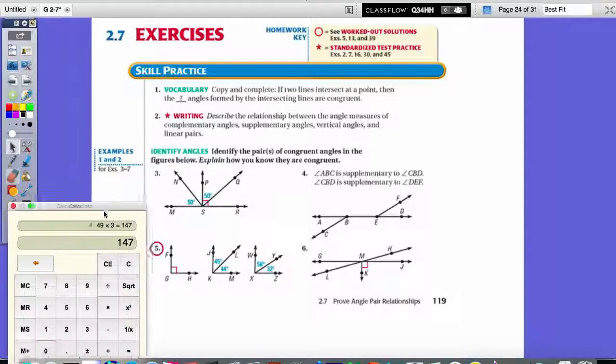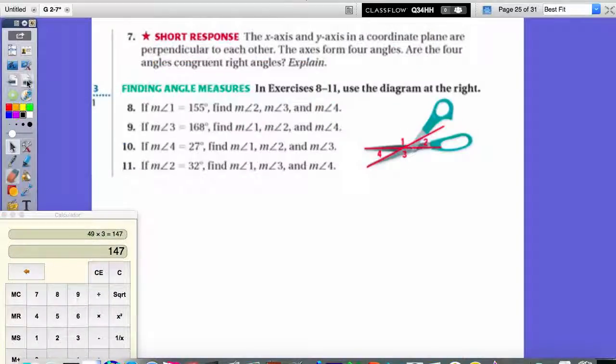That's it for what we're doing in the lesson. These are the pages which your homework is from.